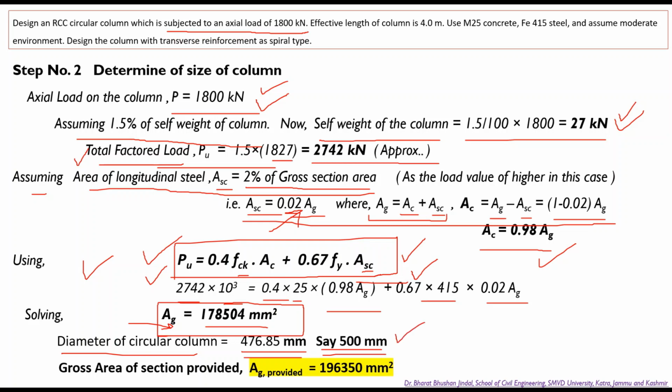So if we adopt the diameter of the column as 500 millimeter, then accordingly we can calculate what is the gross area we are providing by using a column of 500 millimeter diameter. So this area comes out to be, so that is the gross area provided, and based on this 500, we are able to work out that this much is the gross area which we are able to provide, or you can say the circular column having diameter 500 millimeter will be giving you this much gross area of the section.